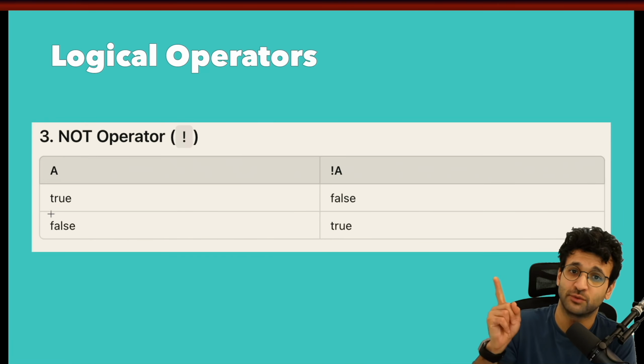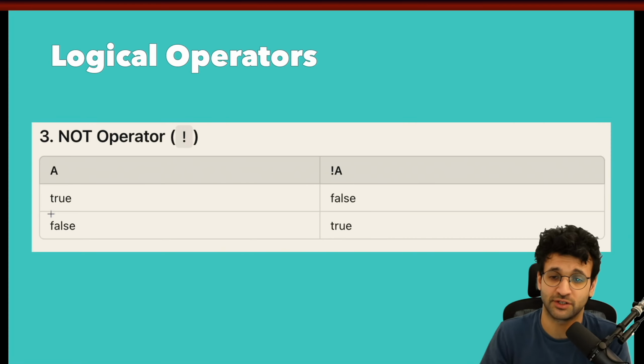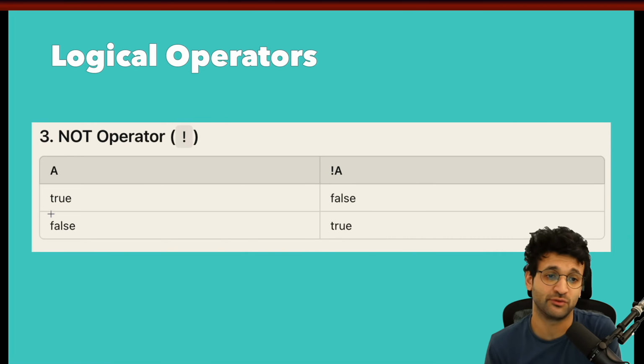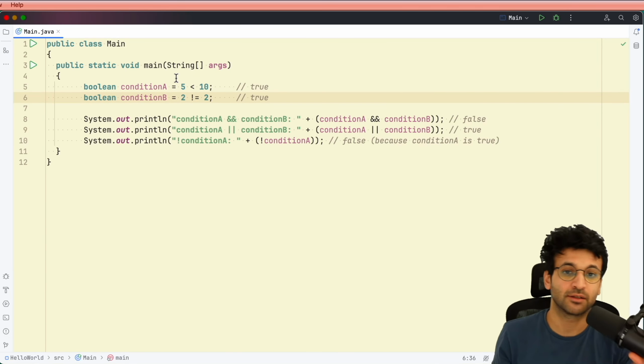Now, the last operator we're going to talk about is the NOT operator, which will switch a true to false and a false to true. Pretty simple. All right, let's look at some examples here.